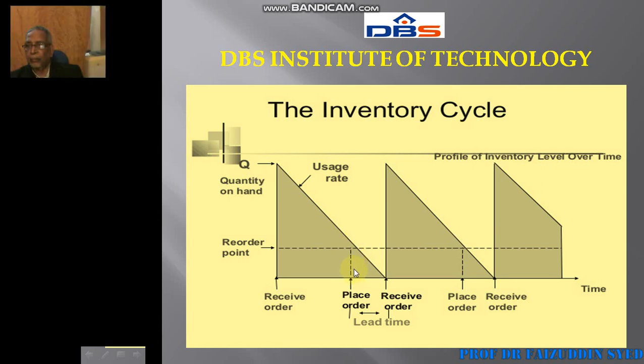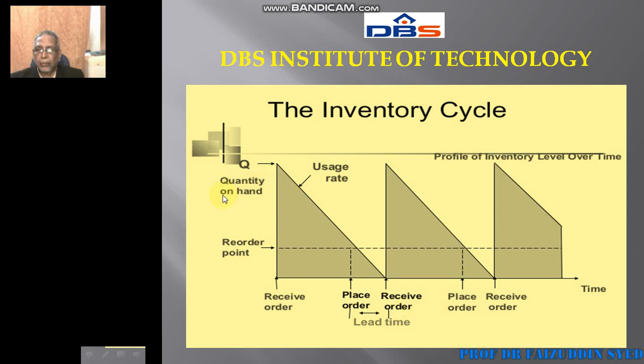Now we will see the inventory cycle, seeing a diagram here. In this diagram there are three triangles. The bottom line is called a timeline, and each triangle has a y-axis line. This y-axis line is the quantity of order.